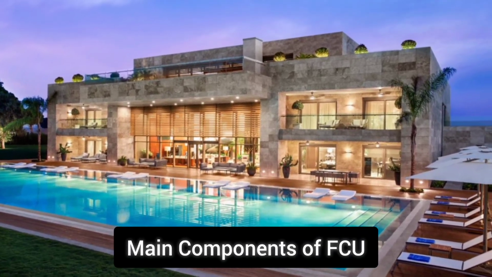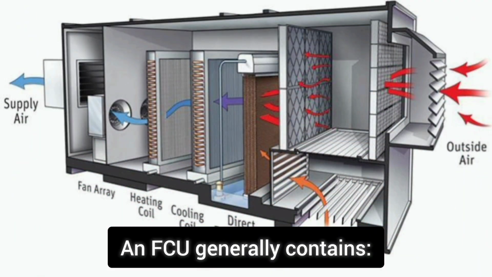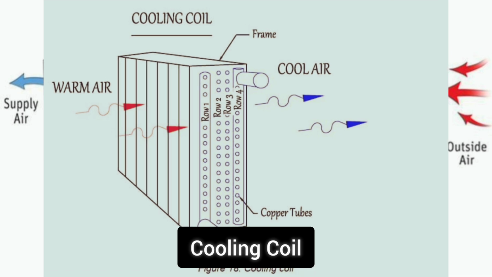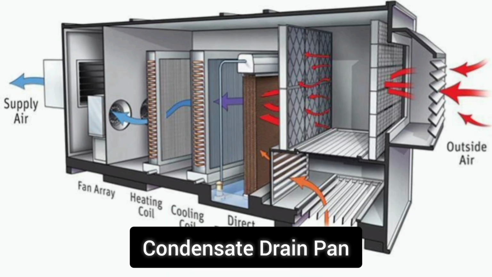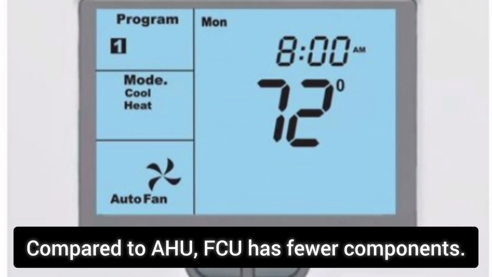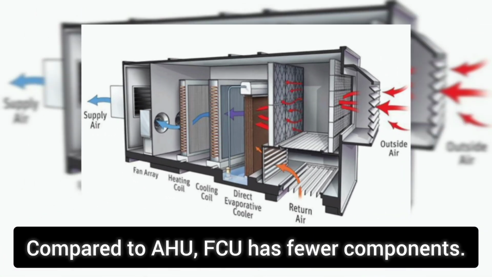Main components of FCU. An FCU generally contains fan, cooling coil, heating coil (optional), air filter, condensate drain pan, motor, thermostat. Compared to AHU, FCU has fewer components.